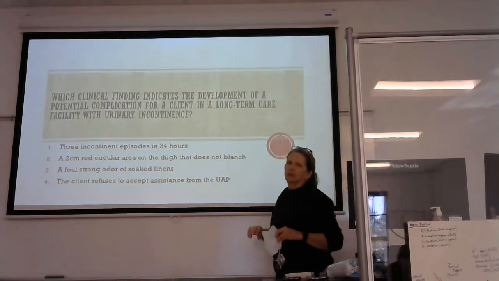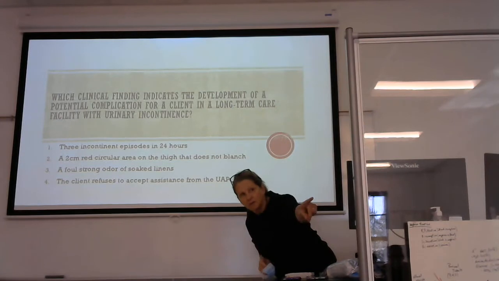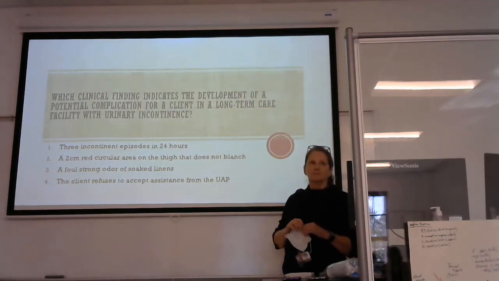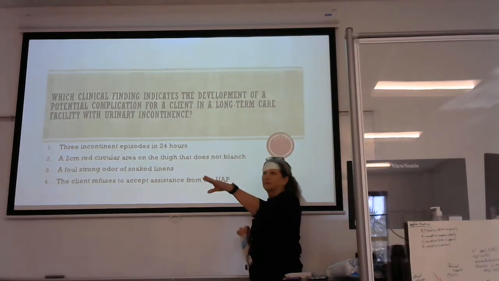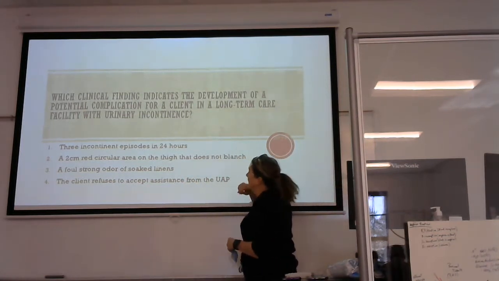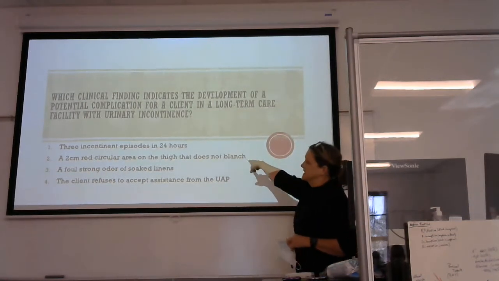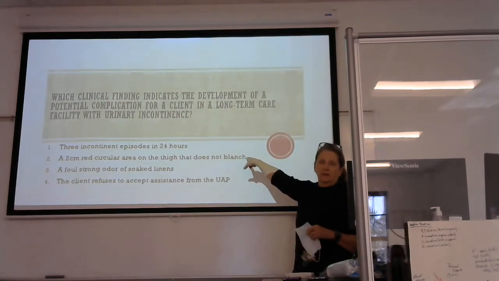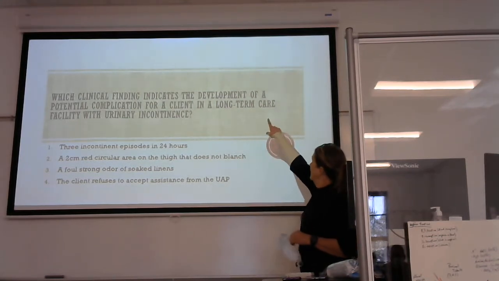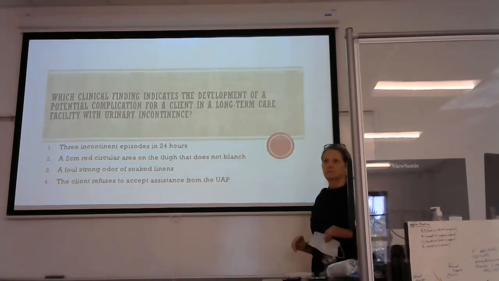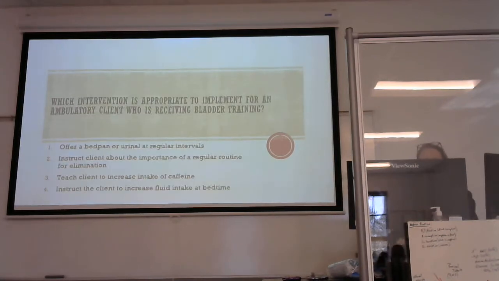How about number two? What's the rationale behind that one, Michelle? You're going to have skin breakdown. You're heading that way. Okay, this is your skin integrity that you were thinking. You were on the right track. But if you've got this circular area on the thigh and that does not blanch, that's a beginning ulcer. And you've got incontinence, so that's going to be a problem for this. Okay? All right, good. Which intervention is appropriate to implement for an ambulatory client receiving bladder training?